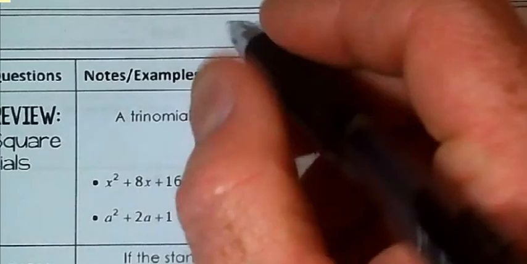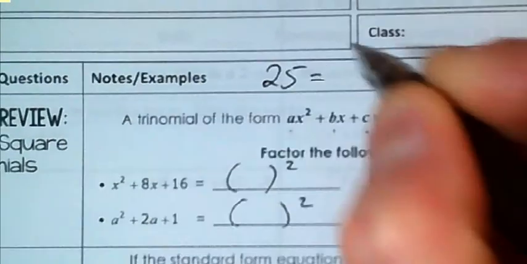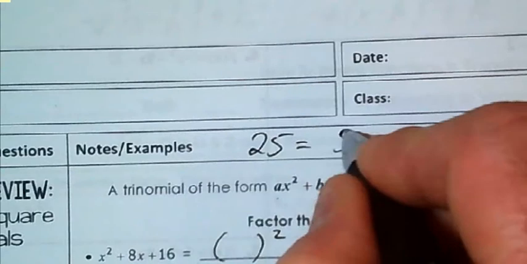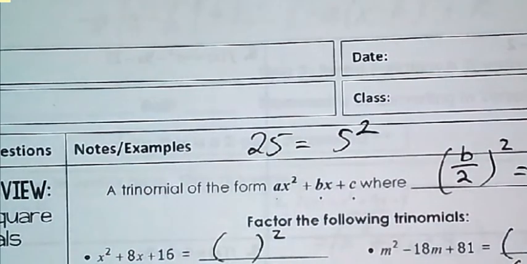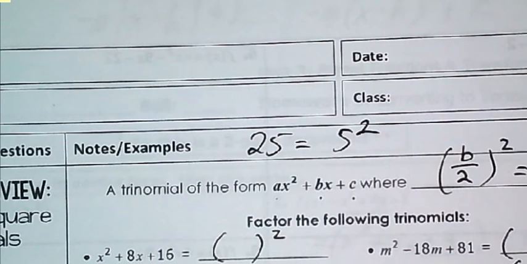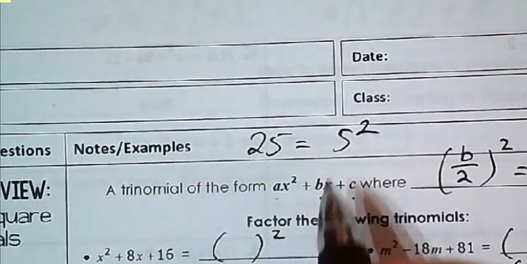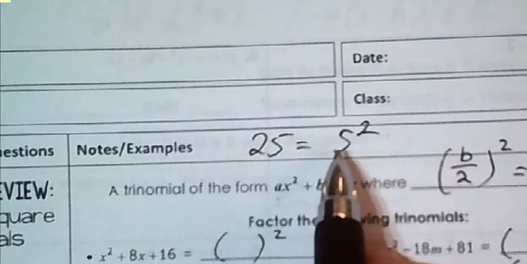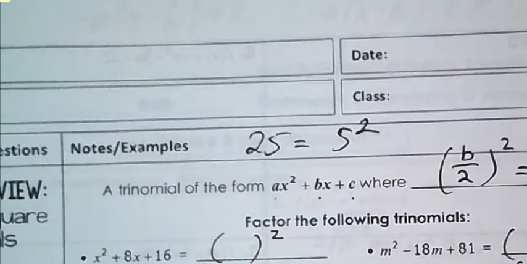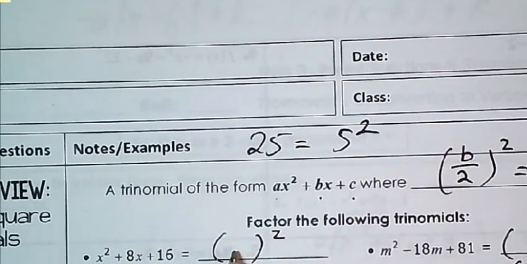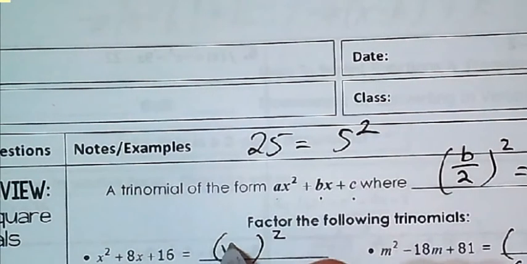What is a perfect square? Alright, think about 25. 25 is equal to 5 squared, right? So 25 would be a perfect square. So it can be written as something squared. Well, this trinomial can be written as something squared. The something is going to be an expression. For this problem, it's going to be x plus 4.